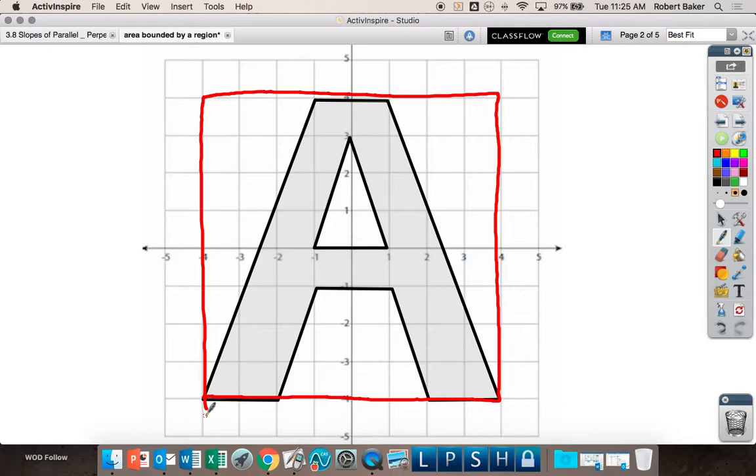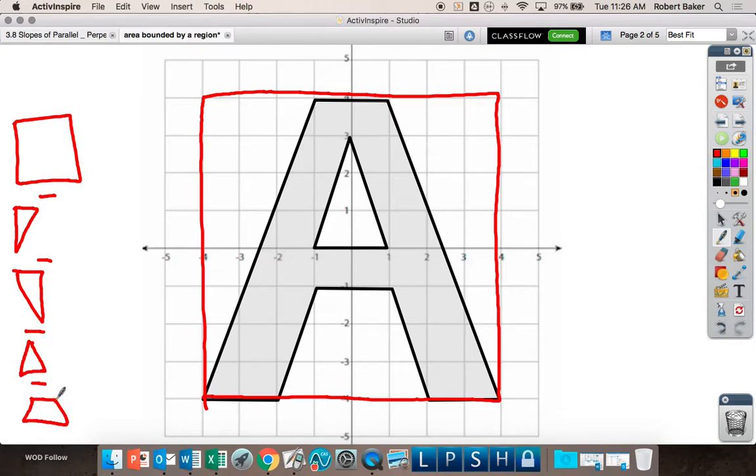Alright, so let me write this as a pictomath. Have you ever seen pictomath before? So you're going to do square minus triangle minus triangle minus triangle minus trapezoid.